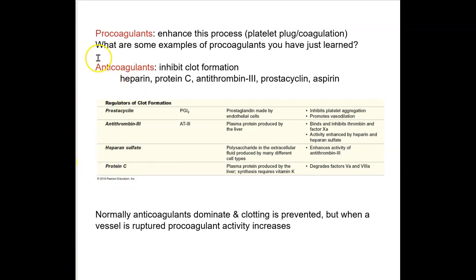Now, if you don't have the anticoagulant, you're not inhibiting your clots. You're more likely to make abnormal clots. So now you have a higher risk of having a stroke or a heart attack, and you're probably put on some sort of blood thinner as a preventative medicine.